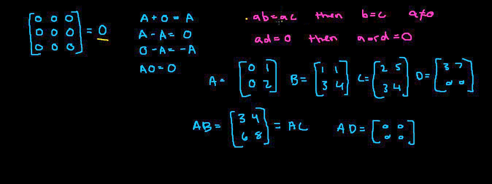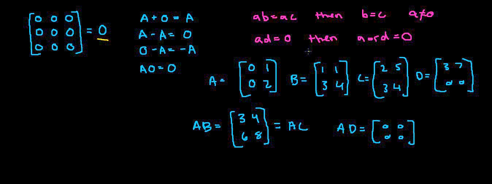In regular arithmetic, we can cancel out the A's. We have the same thing on both sides. It would be as if we had, let's say, just 2 on both sides. We can cancel the 2. If we have variables in regular arithmetic, we learn in algebra that we can cancel on both sides. However, with matrices, if we canceled this, we would be left with B is equal to C. And we can see that B is 1, 1, 3, 4, and C is 2, 5, 3, 4. And they're not the same. So therefore, this cancellation law does not apply to matrices.